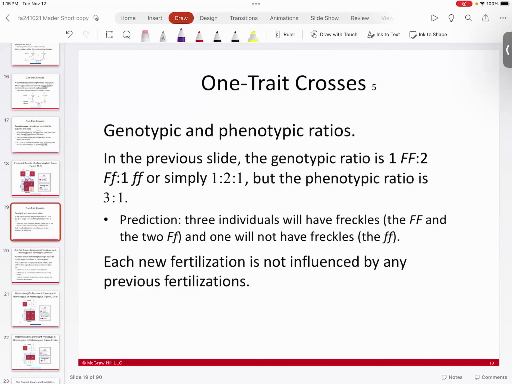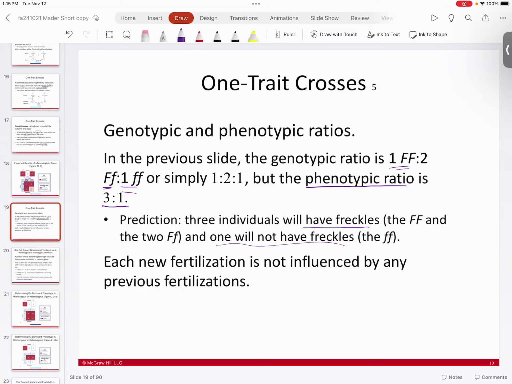So if you take a look at the genotypic versus the phenotypic ratios, you'll notice that in the previous one, what we had was a genotypic ratio of 1 to 2 to 1. So basically you had 1 homozygous dominant, 2 heterozygotes, and 1 homozygous recessive, for a 1 to 2 to 1 ratio. The phenotypic ratio, however, was 3 to 1: 3 freckled to 1 non-freckled. So ultimately, if you were to make a prediction, you would say 3 individuals will have freckles and 1 will not.